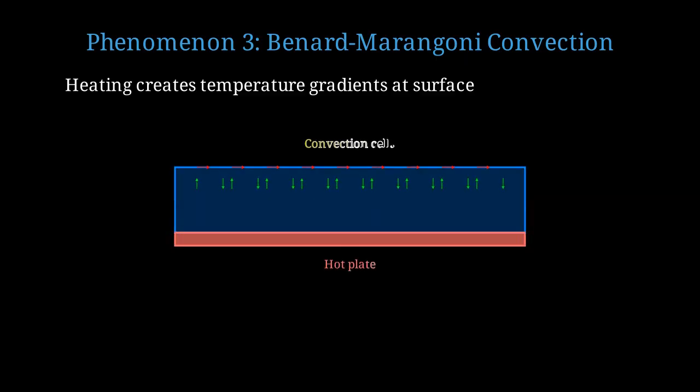Above a critical temperature difference, the liquid spontaneously organizes into hexagonal convection cells. Hot fluid rises in the center, spreads along the surface, and descends at the cell boundaries.